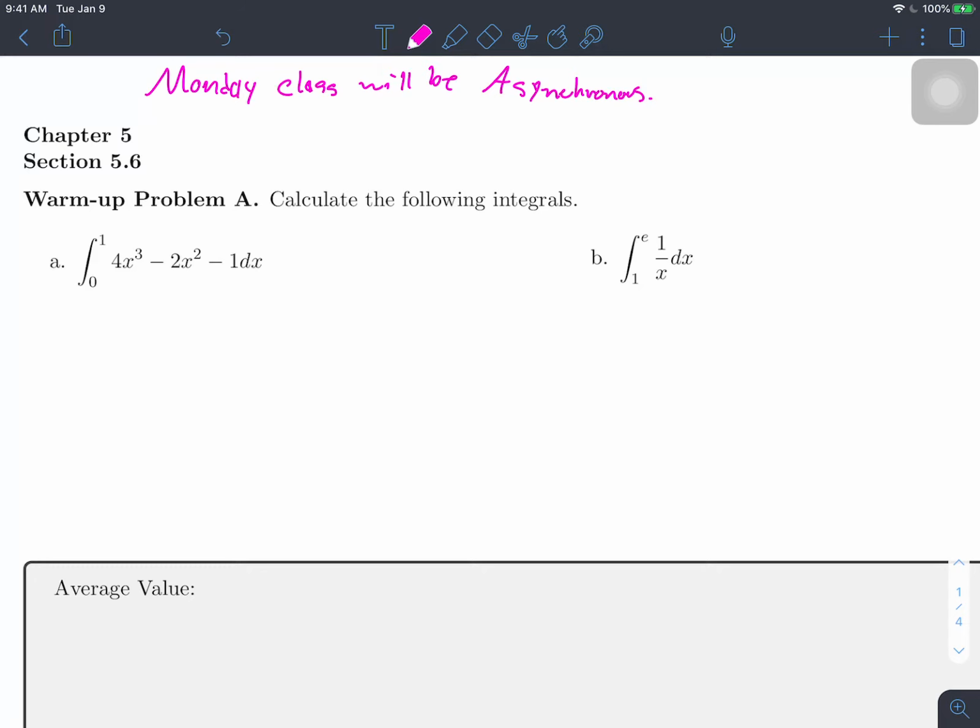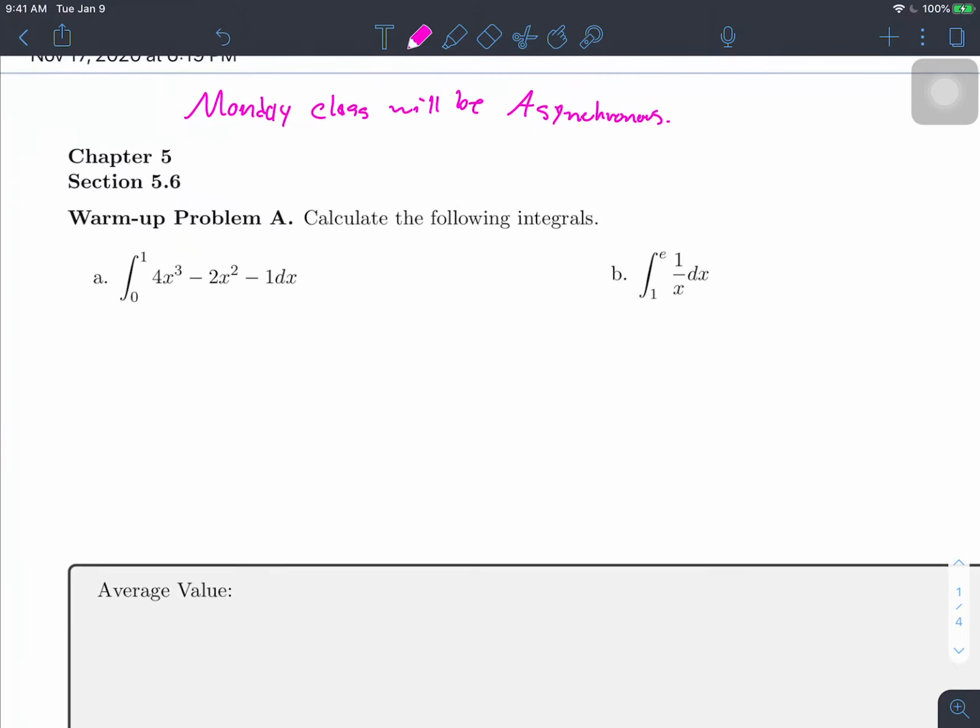Okay, looks like everybody's nearing completion. Anybody need a little more time? Okay, sweet. So we'll do this first one together.